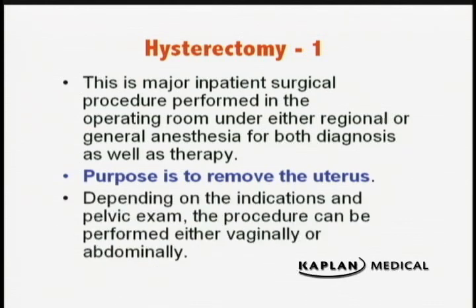Depending on the indications and the pelvic exam, the procedure can be either performed vaginally or abdominally. If a woman has had children, if there is some uterine prolapse, a vaginal hysterectomy can be done very nicely with less morbidity. Or an abdominal procedure, depending on what the purpose is. If you're going to do a radical hysterectomy, you must do it abdominally.